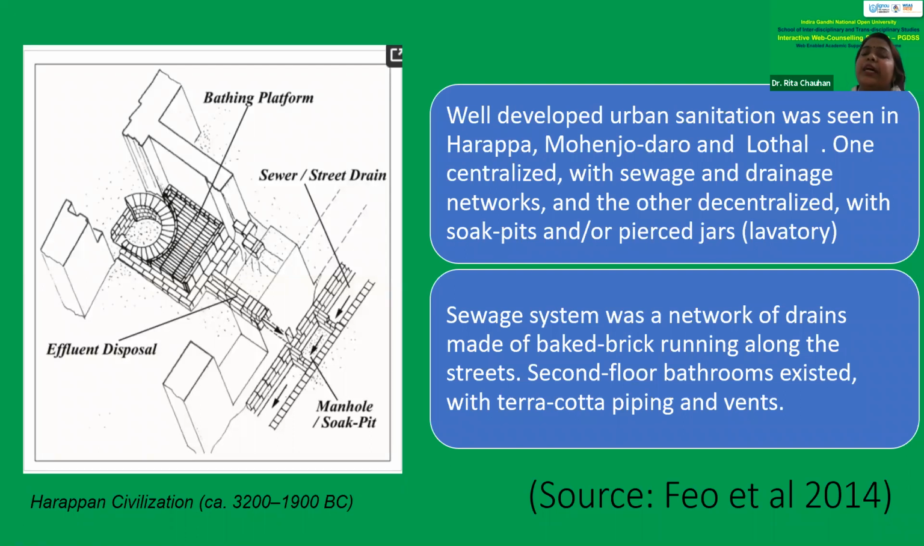They even had a centralized as well as a decentralized approach for a sewer system. The sewage system was a network of drains that used baked brick running along the street. They even had upper floors too. If people were living on a second floor, they also had a bathroom with terracotta piping and vents. So you can easily know how particular people at that time were about sanitation.